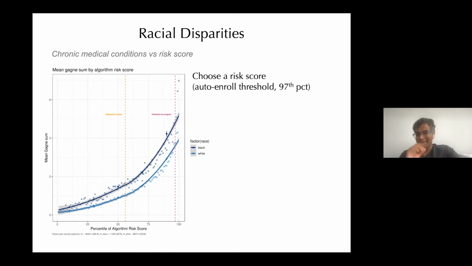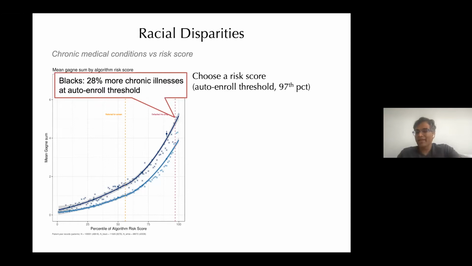Just so you get a sense of the magnitude, let's choose a risk threshold. The sickest threshold, that's 97%. People above this threshold are automatically enrolled in the program. So it's a meaningful threshold. Let's look at the gap there. Blacks have about 28% more chronic illnesses at that threshold. And this is true of many other health outcomes. We've looked at various things. But the 28%, I think, understates the extent of the problem.